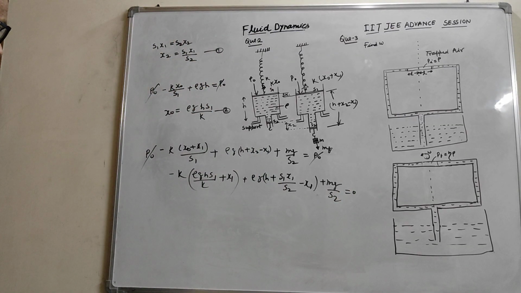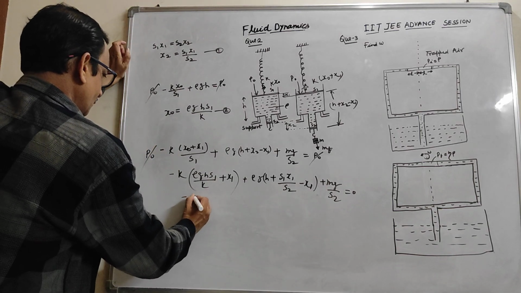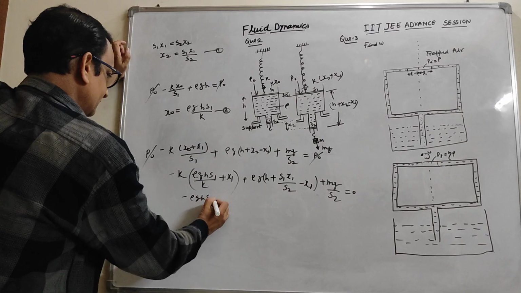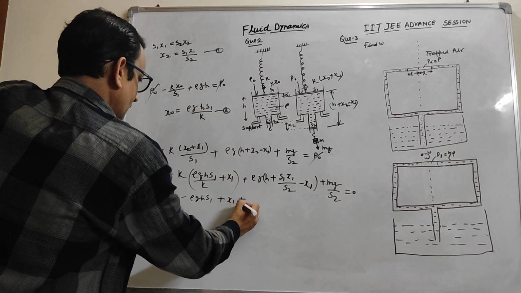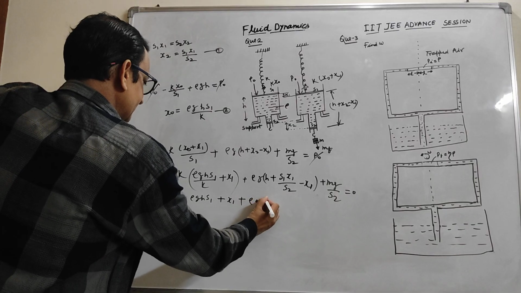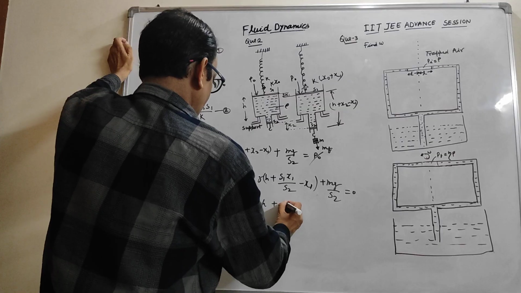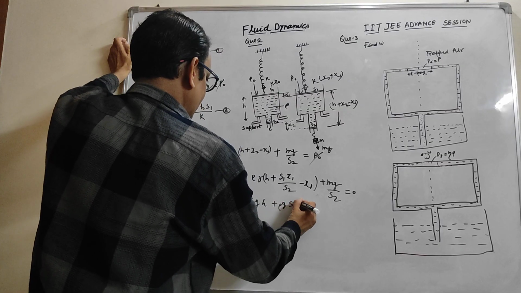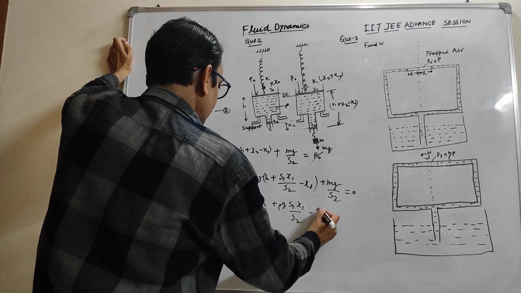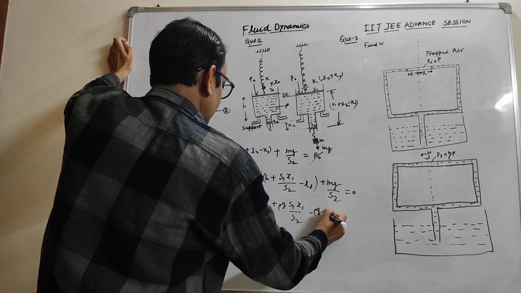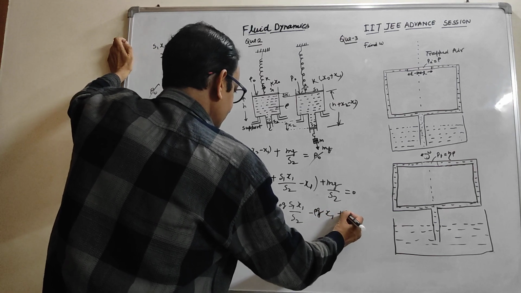So multiply here by k. So this becomes rho g h s1 plus x1 plus rho g h. This becomes rho g s1 x1 by s2 minus rho g x1, rho g x1 plus mg by s2.